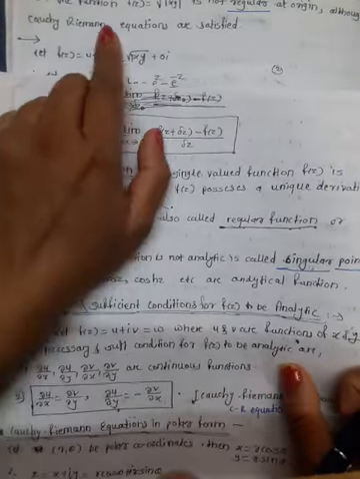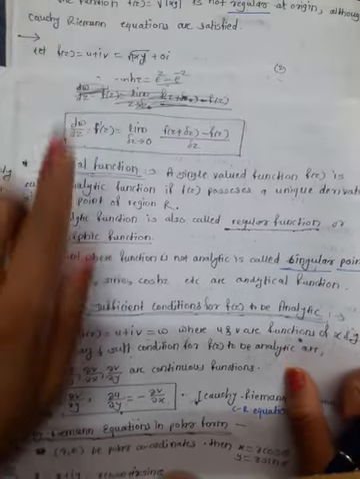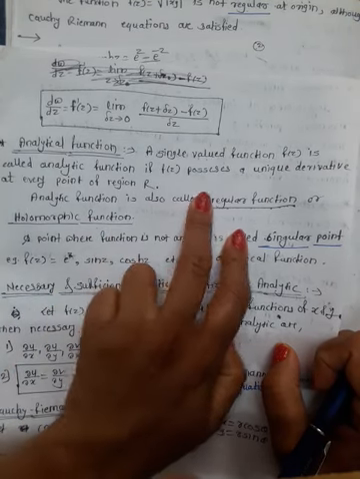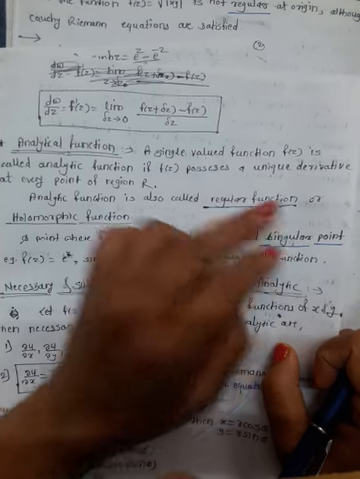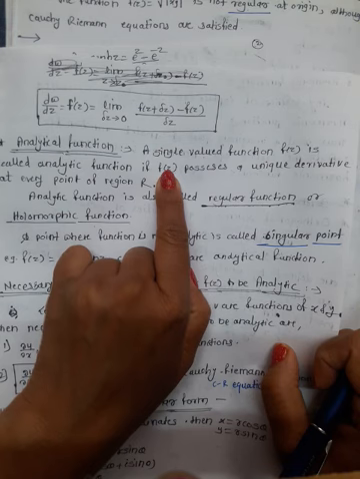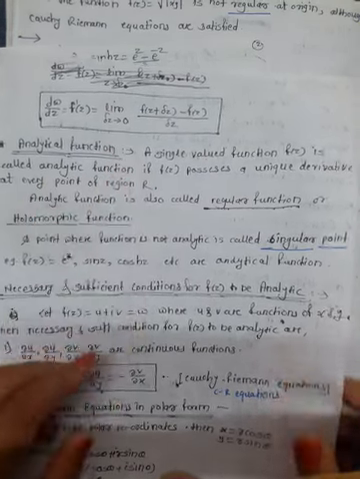Now what do we have to prove? This function is not analytic, meaning at some point this function doesn't possess a unique derivative. That's why, what is our method? First we have to find the derivative f'(z) by using this theoretical definition. Okay, let us see.